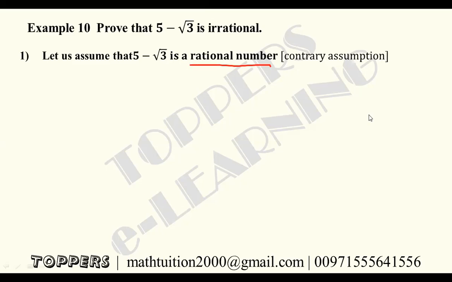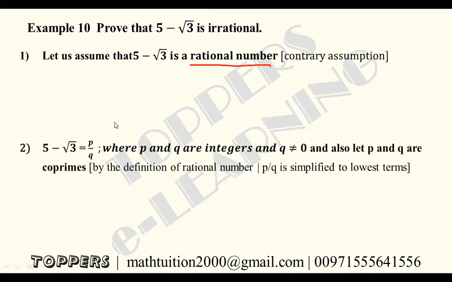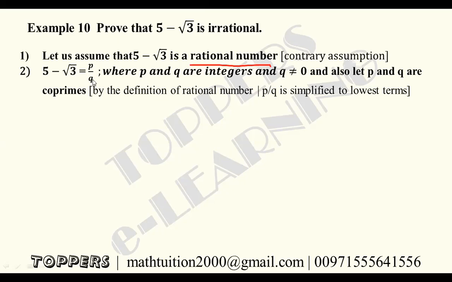What is the next step? We write 5 minus root 3 in the standard form of a rational number. 5 minus root 3 equals P by Q, where P and Q are integers and Q is not equal to 0, and also let P and Q be coprimes. Writing 5 minus root 3 equals P by Q is the definition of a rational number. We consider P by Q as coprime by simplifying to the lowest term. If there are any common factors, just divide and make it the simplest form. So P and Q are coprimes.